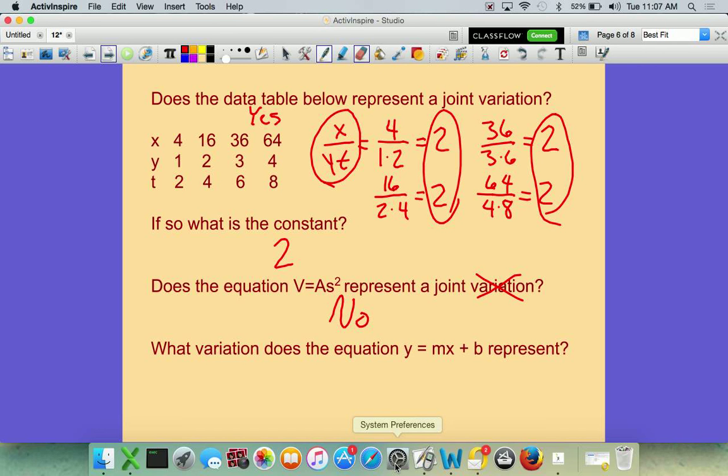What variation does the equation y equals mx plus b represent? For every single one of them, it was always multiply or divide. I've got a plus sign in here. Whenever you have a plus or a minus in there, there's no variation to this either. So what variation does this equation represent? None of them.